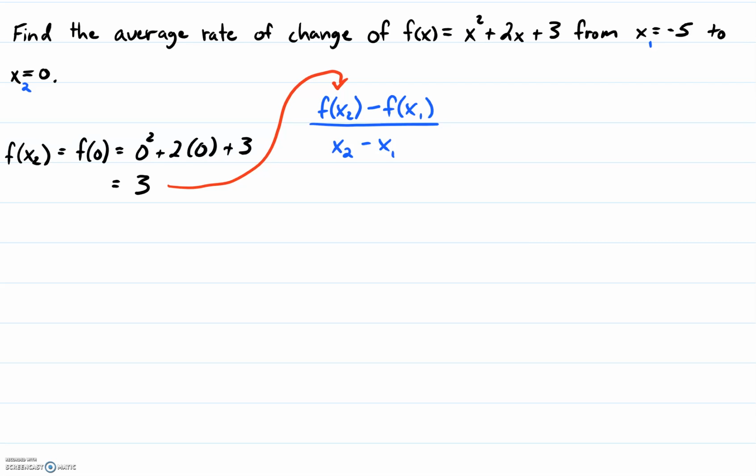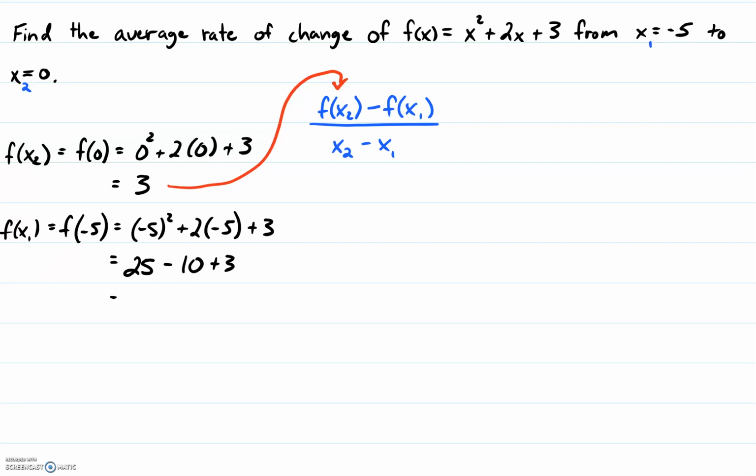So now let's do the same thing for the f of x1. Unfortunately, this is going to be a little bit more work because it's not a 0. So the f of x1 is going to be the same thing as the f of -5. And so we're going to this time put a -5 in the place of x everywhere we have an x. So that'll be parentheses -5 squared plus 2 times parentheses -5 plus 3. And then our -5 squared is going to give us positive 25. 2 times -5 is going to give us -10 plus 3, and that's going to give us 18. Because 25 minus 10 is 15, plus 3 is 18. And so that's going to give us our value for the f of x1 right there.